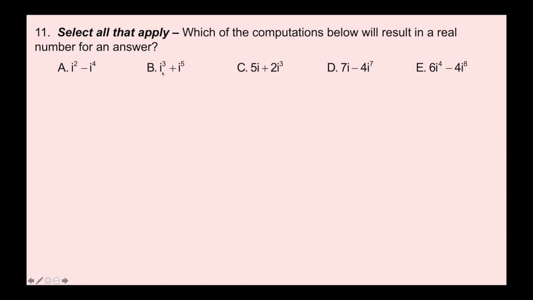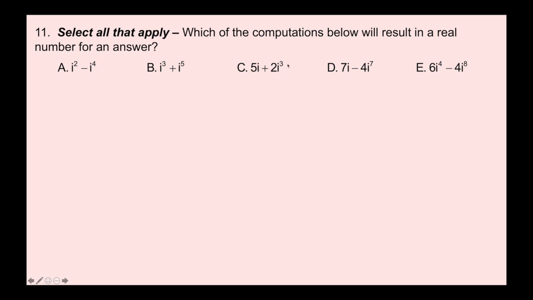For B, i to the 3rd is going to turn into a negative i. i to the 5th, I will think of as i to the 4th times i. The i to the 4th part goes away, so that's just going to be a positive i. So if I had a negative i plus an i, this is going to be 0, which is going to be a real number.